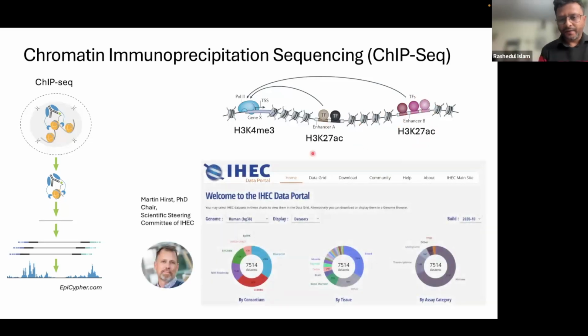There is a global effort through the International Human Epigenome Consortium, IHEC. They generate data to understand the regulatory map. They generate data for H3K4me3, H3K27 acetylation, and many other histone modification marks, as well as DNA methylation, gene expression, and whole genome sequencing.